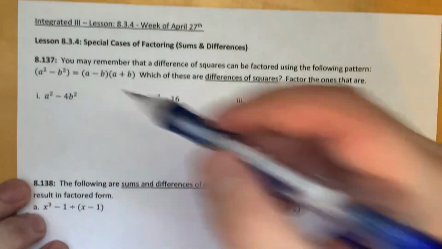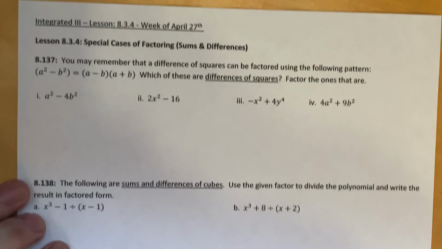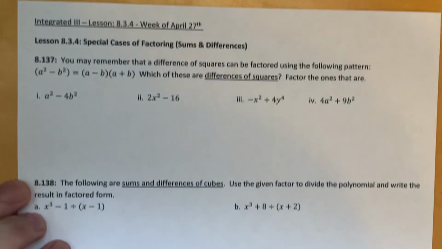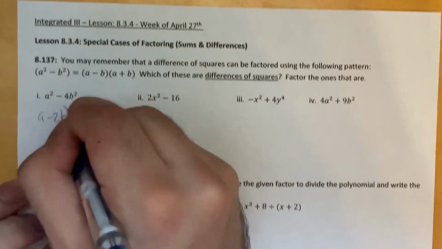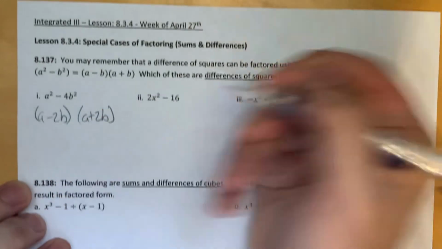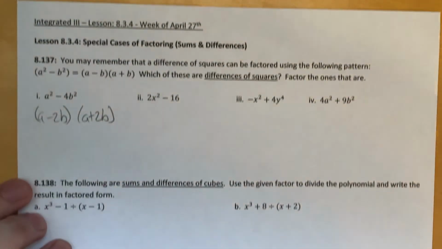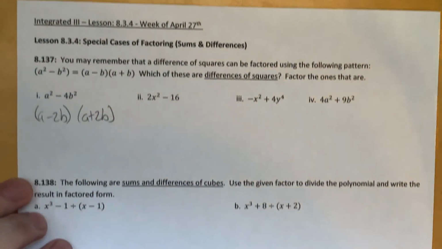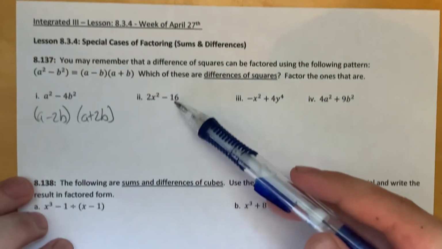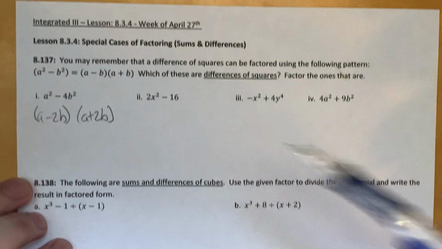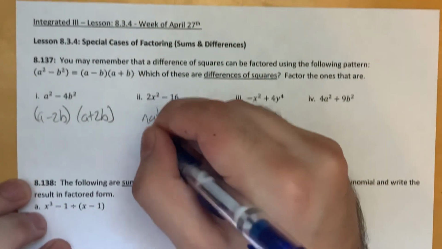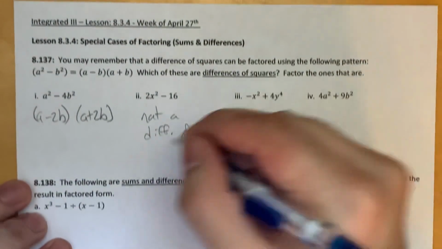So, a squared minus 4b squared. Does that follow a difference of squares? Yes, it does. Because the 4 is a square, and b squared and a squared are obviously squares. So we're going to do a minus 2b times a plus 2b. There we go. So 2x squared minus 16. Is that a difference of squares? No, because 2 is not a square, even though the 16 is. And if we factor out 2, well, it becomes a difference of squares for this side, but then it's minus 8. And 8 isn't a square. So, not a difference of squares.